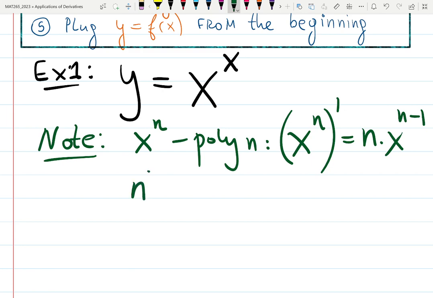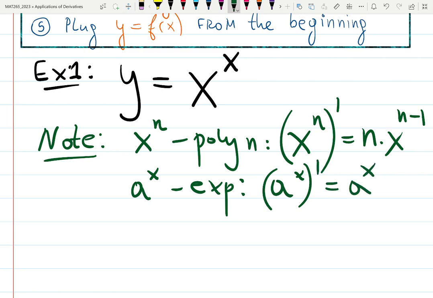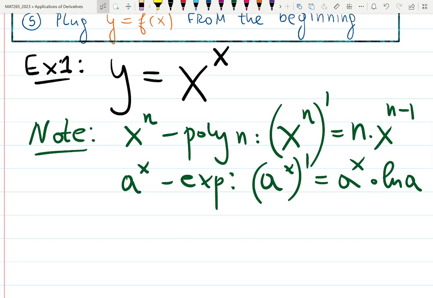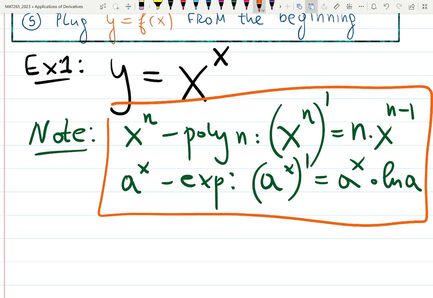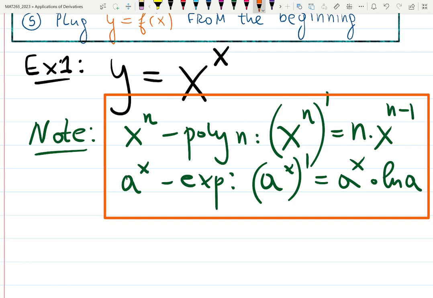Now, n to the x, or a to the x, right? Let's put a. That's exponential. And we know that the derivative of a to the x is a to the x, times the natural log of the base. But this one is x to the x. It's both at the same time. So what are we going to do? Well, there's actually no rule for how to differentiate the x to the x function. And the x to the x function actually is the fastest one. It's faster than exponential.